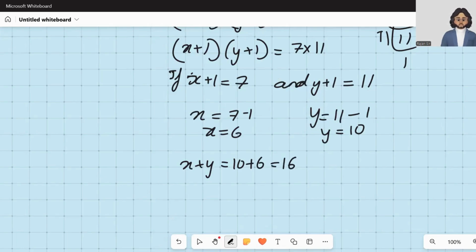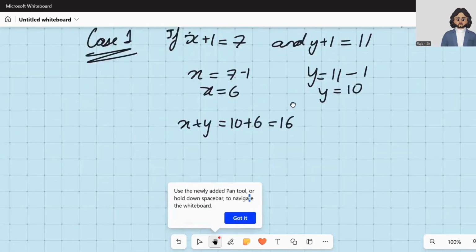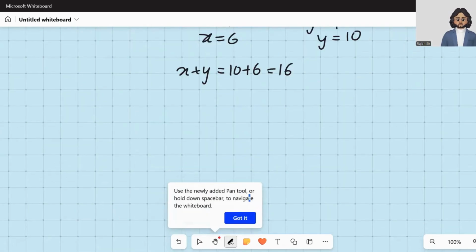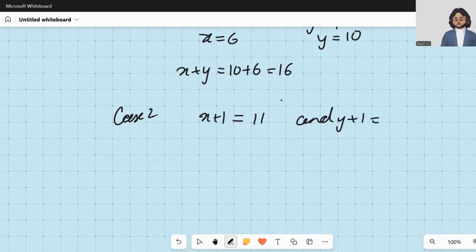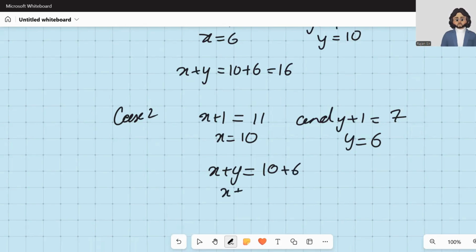Now let's take the second case. This was case number 1. Second case: if x plus 1 equals 11 and y plus 1 equals 7, then x equals 10 and y equals 6. In both cases we have x plus y equals 10 plus 6, which is 16. And that's your answer. I hope you understood.